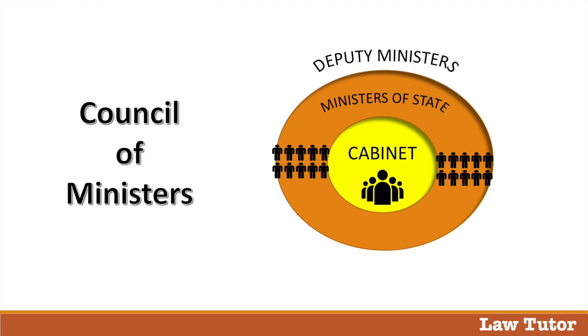Ministers of State with an independent charge have charge of a ministry. A Minister of State with an independent charge is a junior minister who does not report to a cabinet minister. A Minister of State without an independent charge is a junior minister who reports to a cabinet minister. A Minister of State is usually given a specific responsibility in that ministry.